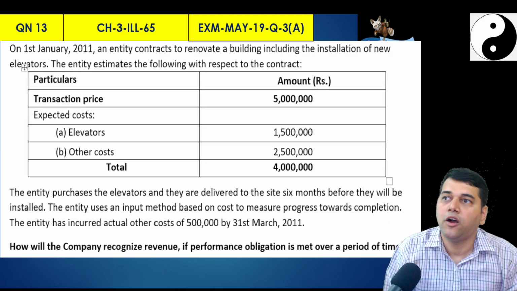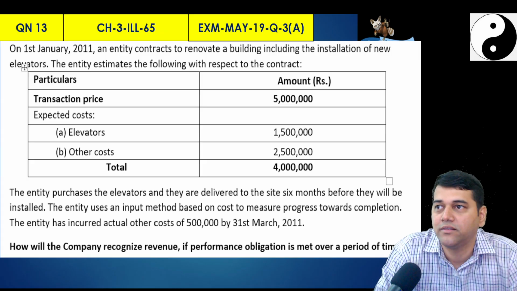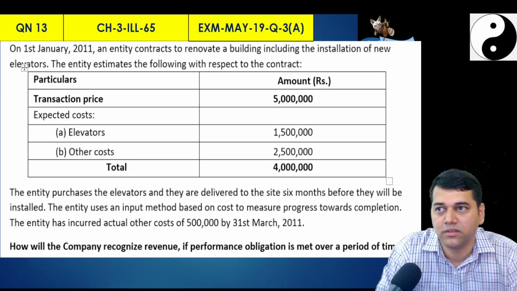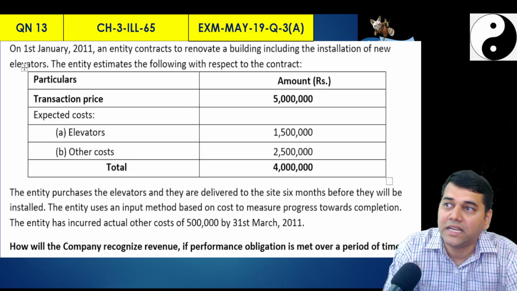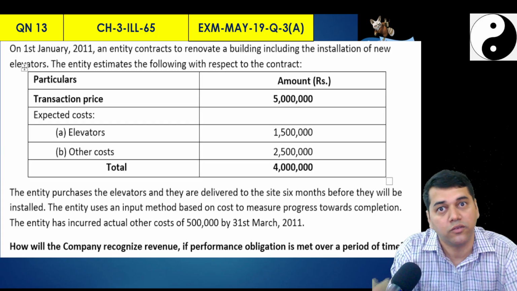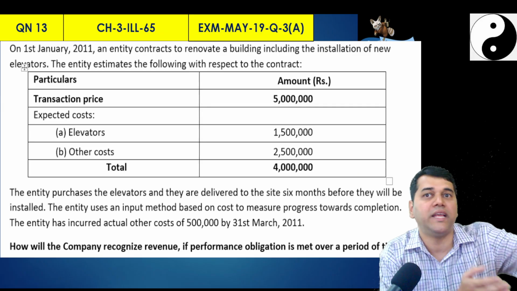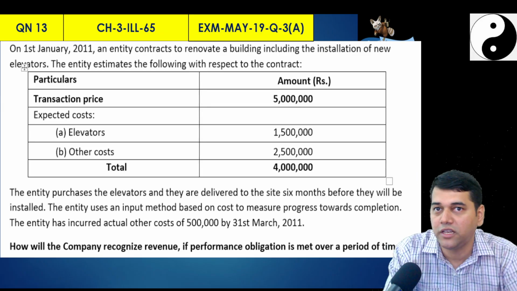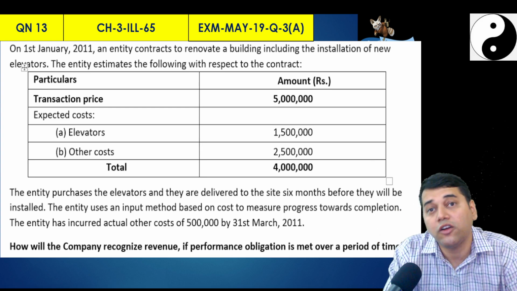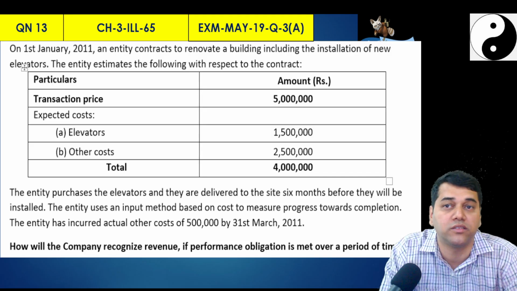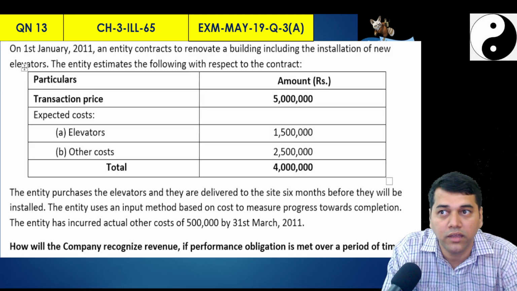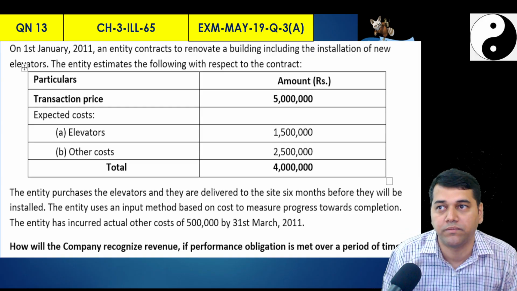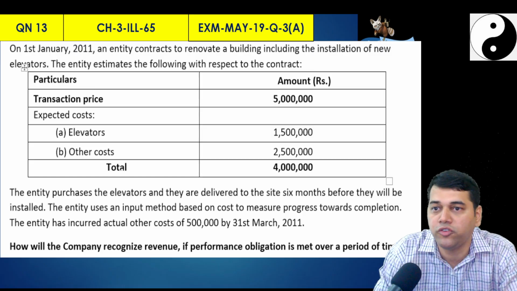Renovation. How many distinct goods are there? 2. What are those? Lift and renovation service, or maybe cement, this, that, all. At a product level, there are 2 distinct. Why? Because you can renovate and somebody else can install the lift, or somebody else can renovate and you can go and install the lift. Now, at the contract level, how many performance obligations are there? 1. Why? Because you were asked for a renovated building at the contract level. So, there is a single performance obligation.